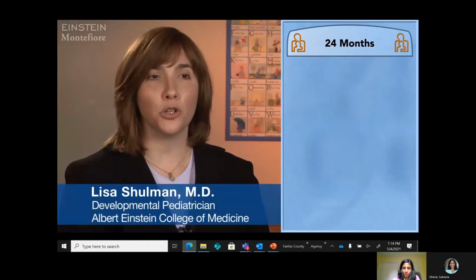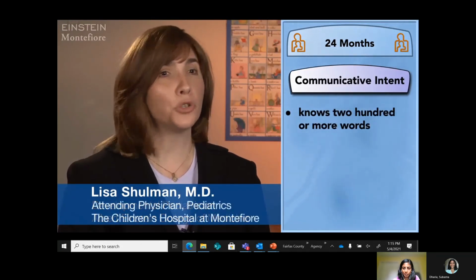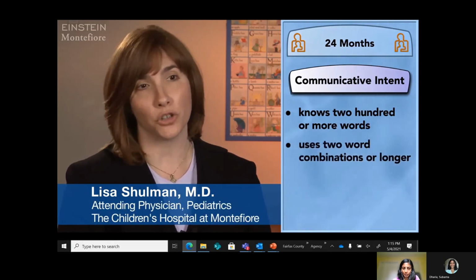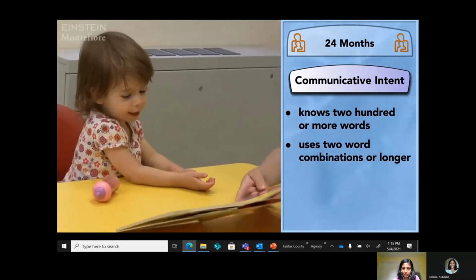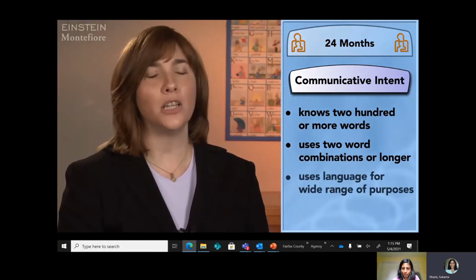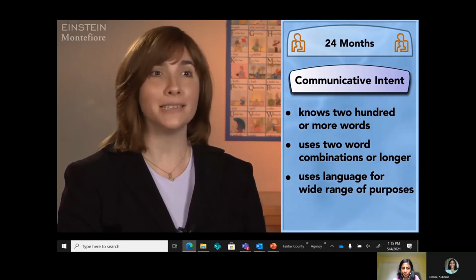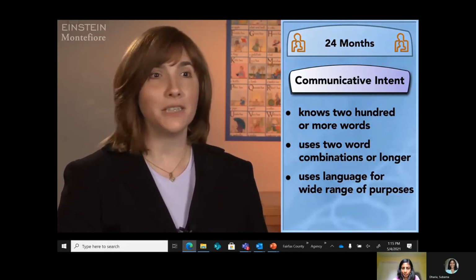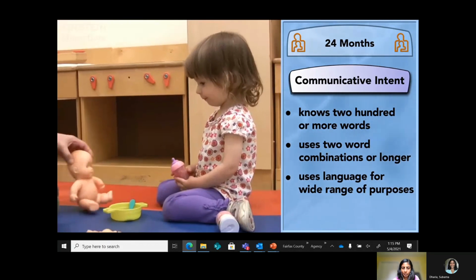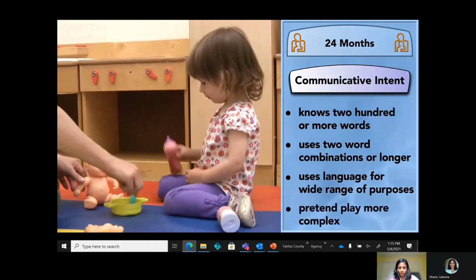And then in terms of their own communicative ability, they should have a vocabulary that's 200 words and growing. Demonstrate many two-word combinations or longer. He has nails. He has nails? In addition, they're using that language for a wider range of purposes. Now, it's not only to make requests, it's to direct the activities of others. It's to comment. It's to say they don't want to do something. Do you want to feed them now? Me? And they're bringing that language to their play as well.